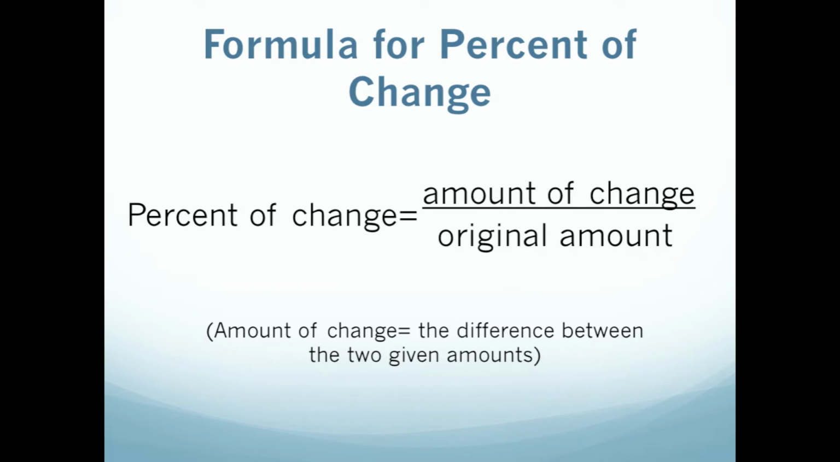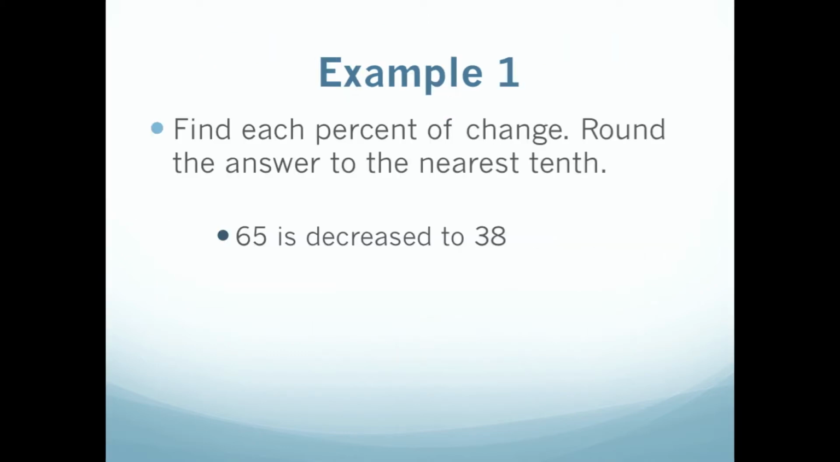The formula that we're going to use for this lesson is the percent of change equals the amount of change over the original amount, where the amount of change equals the difference between the two given amounts. So let's take a look at the first example. Find each percent of change. Round the answer to the nearest tenth. 65 is decreased to 38.